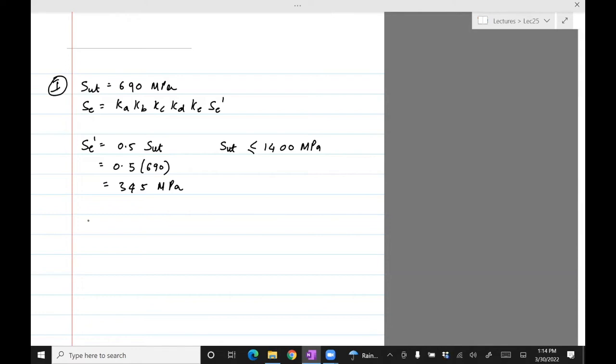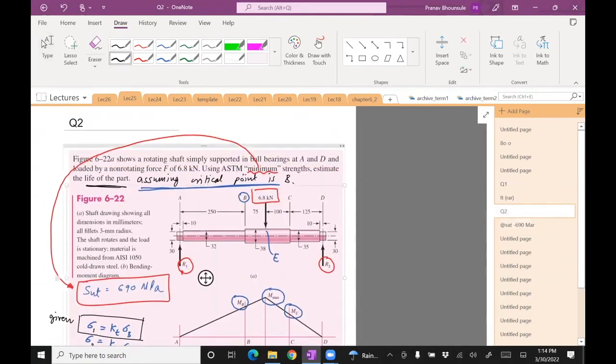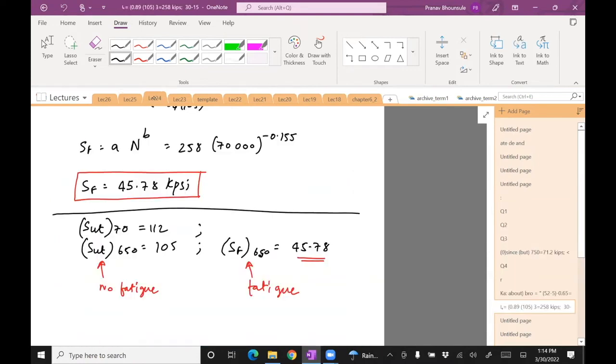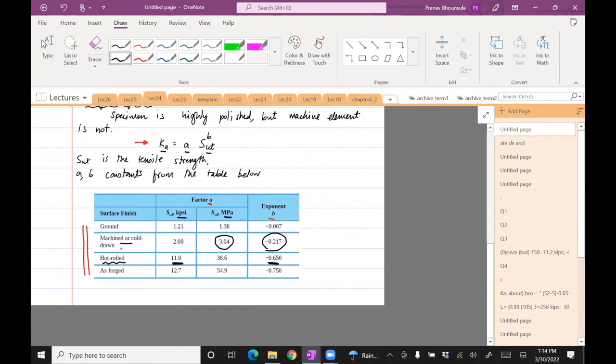Okay, so now we need to dig through those tables to compute Ka, and so on to Ke. Ka, remember, is the constant which depends on the type of finishing. In this case, the finishing is machined from cold drawn steel, so let's see if there's something for that. Machined or cold drawn right here. There are two values for A, one depending on KPSI or MPa. We are in MPa, so 3.04 and minus 0.217 for B.